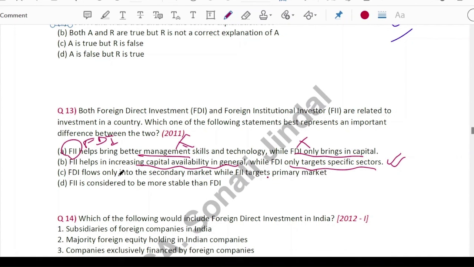FDI flows only into the secondary market. No, this targets primary market. Both target primary market, but FII can be into the secondary market as well. FII is considered to be more stable. No, we have seen FDI is more stable because exit is not easy. They are getting control and they invest more than 10%. So, answer is B.